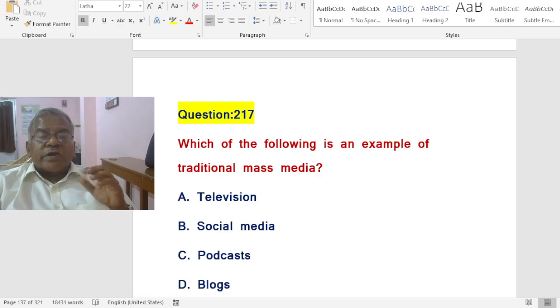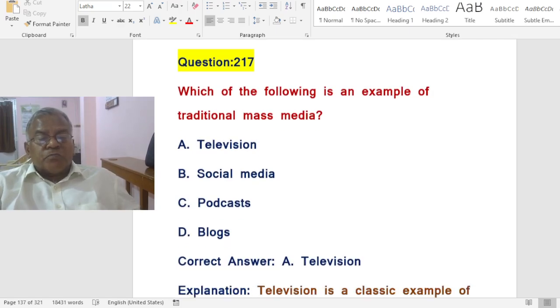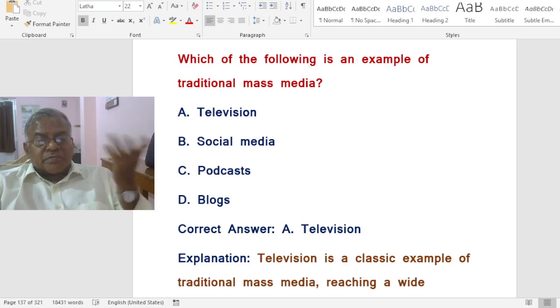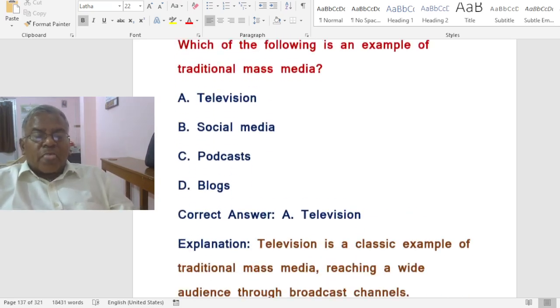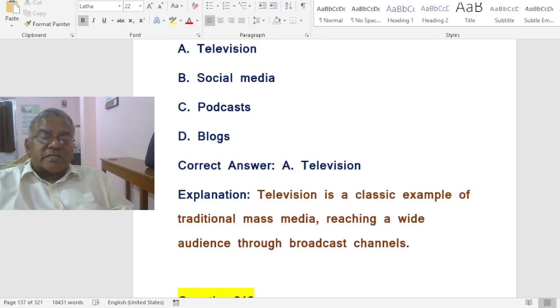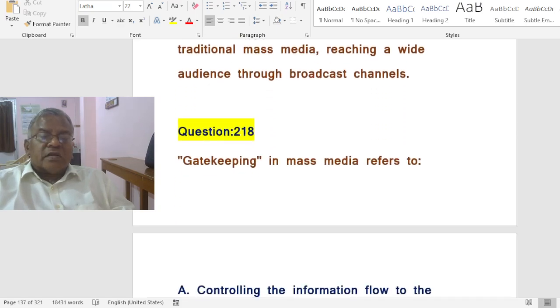Which of the following is an example of traditional mass media? Television, social media, podcast, blogs. Television has become the traditional mass media. In 2000, that was modern. Now 2025, it has become a traditional model. Television is a classic example of traditional mass media, reaching a wide audience through broadcast channels.